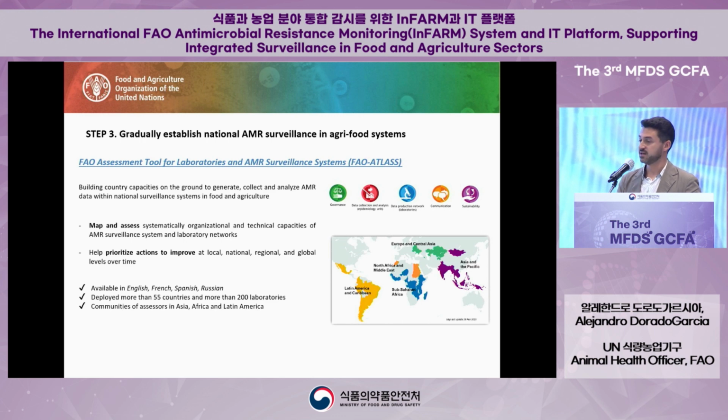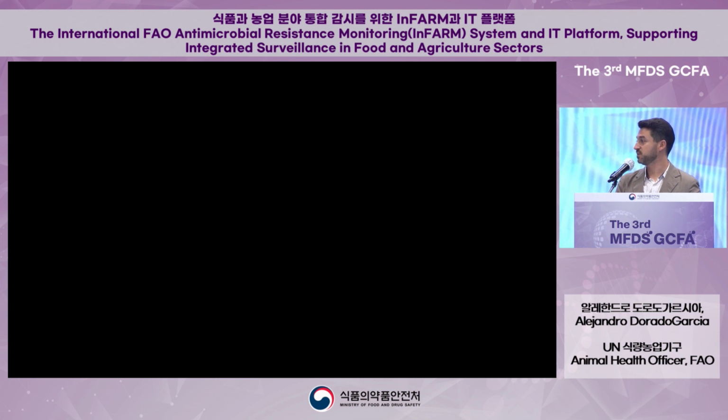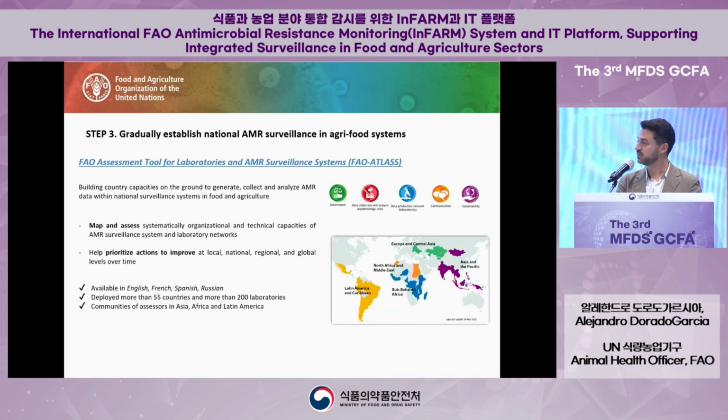The FAO ATLASS is quite a mature tool already that has been deployed in more than 55 countries and 200 laboratories. We have a community of assessors in Asia, Africa, and Latin America, and it's a tool that is helping countries to prioritize actions to progressively improve their capacities for laboratories, but also for the surveillance systems. So the tool is giving a stage from 1 to 5 to the capacity of the laboratories to do antimicrobial susceptibility testing and bacterial isolation, but it's also giving a stage between 1 and 5 for the whole surveillance network.